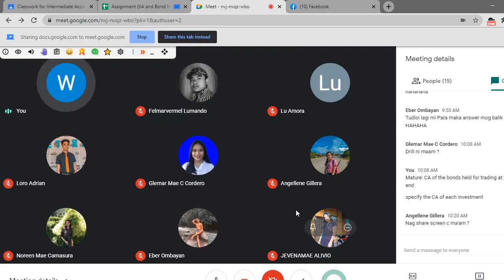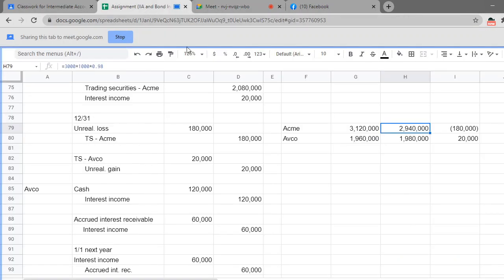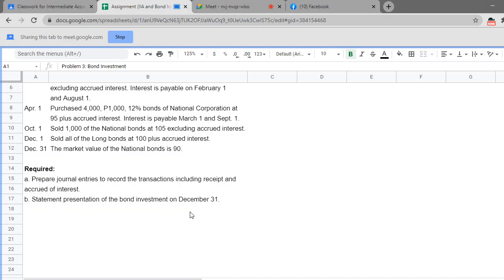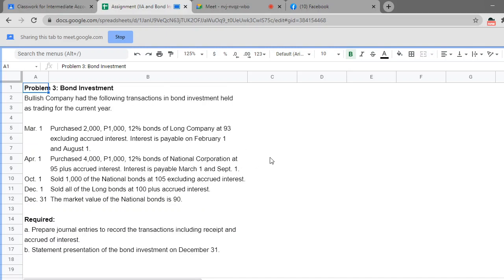So, before we proceed to some other drills or illustrative cases, ato sa ning ipadayon ng ato ang assignment. Okay? Bond investment. Problem number 3 talks about bullish company. Kung may mga pangutana, just raise it in the chat box. Chat box. Required.